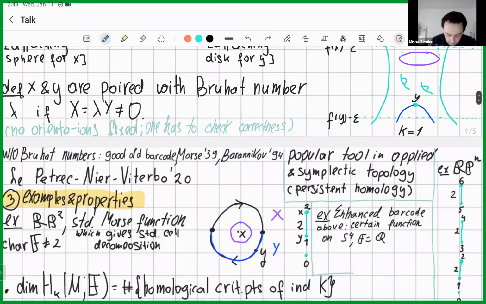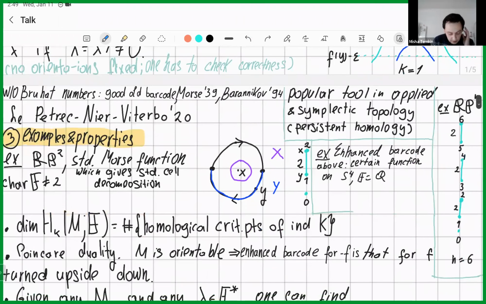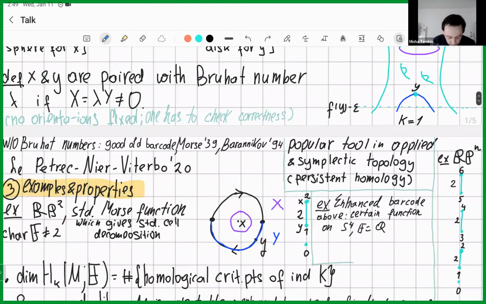Right. Then the first property is that the dimension of the homology group in the degree k of M over F equals the number of homological points of index k, right? So this explains the name, right? And this property also tells you immediately that this barcode, let alone the enhanced barcode, just the barcode proper, does depend on the field.